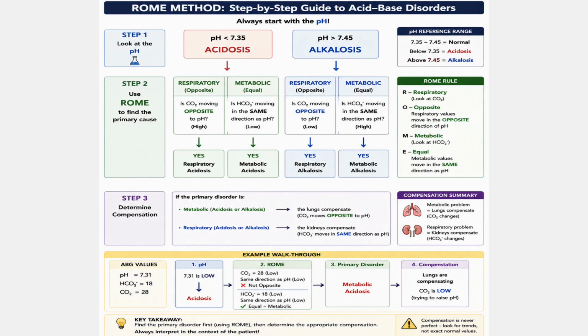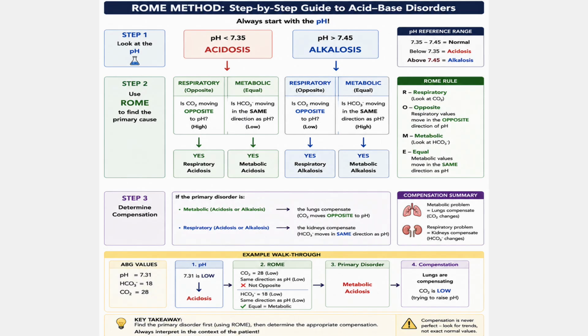Now, this is the Rome method. Let's quickly recap the Rome method here. First, we always start with the pH. In this case, it's 7.31, which is below 7.35. This tells us that the patient is in acidosis. Next, we apply the Rome method to determine the cause. Remember, respiratory opposite, metabolic equal. So now we look at CO2, which is 28. That is low. Since the pH is also low, both are going in the same direction, not the opposite.